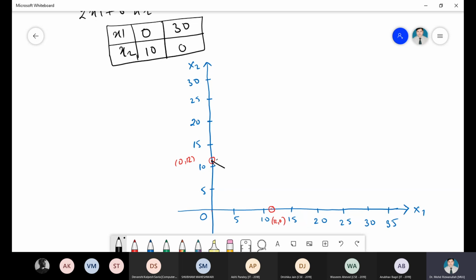Okay, no issue. It's very difficult to draw through a scale. So now I'm trying to.